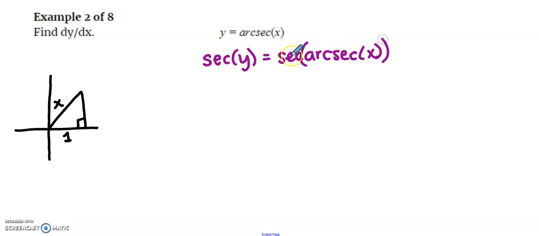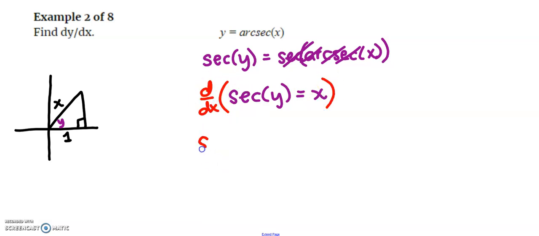The secant of the arc secant cancels out, and I'm left with the secant of the secant of y is equal to x. Well, that checks out. Here's my angle y, and its secant, the hypotenuse over the adjacent, is x over 1. Now I'm ready for calculus.